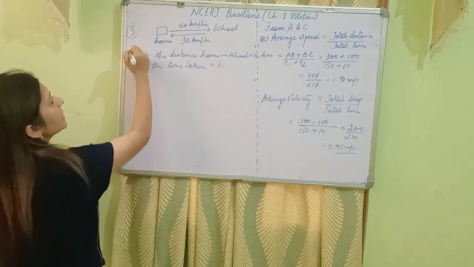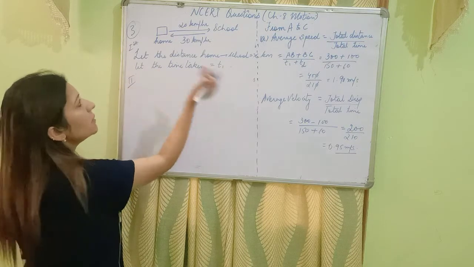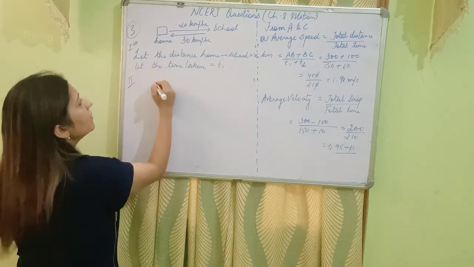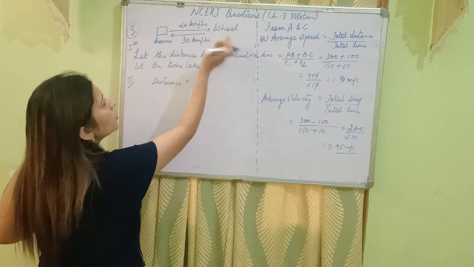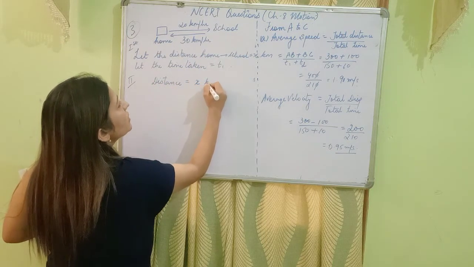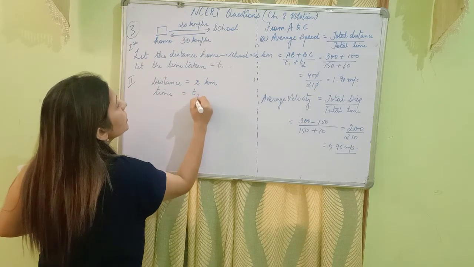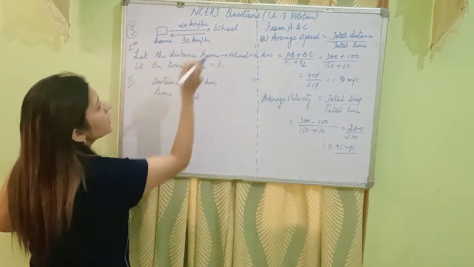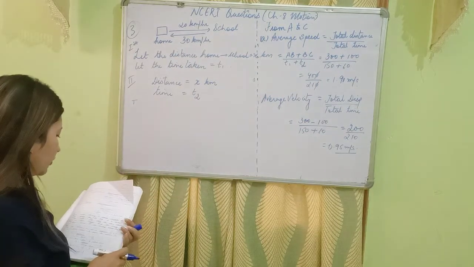Now the first case was when he goes from home to school. For the second case, when he comes back from school to home, the distance is the same. Distance from school to home is also x kilometers. Time taken for coming back is t2 hours, since it is given in hours. Now you need to calculate average speed.